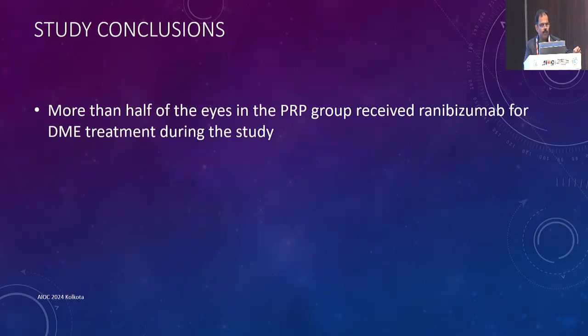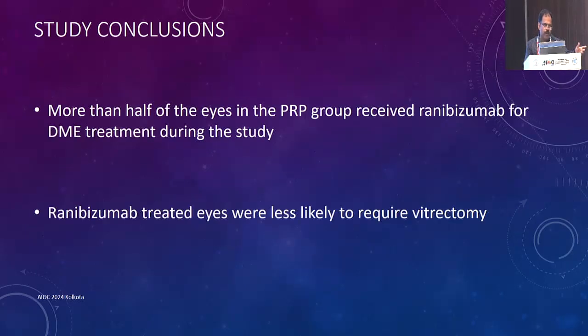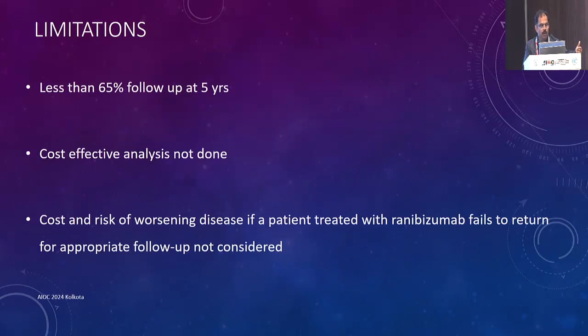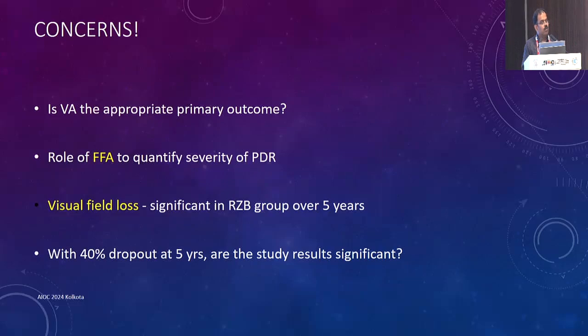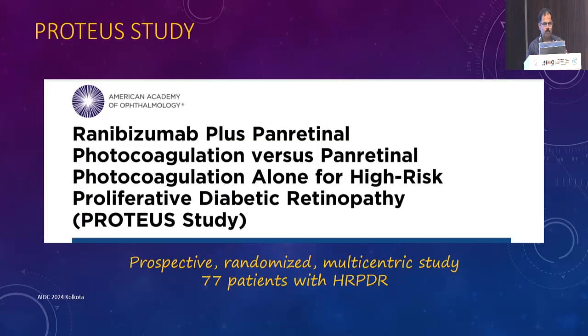So more than half of the eyes in the PRP group received ranibizumab for diabetic macular edema, and ranibizumab-treated eyes were less likely to require vitrectomy. The cost and risk of worsening disease if a patient treated with ranibizumab fails to return for appropriate follow-up was not considered. All right. So is visual acuity the only concern? We did not have fluorescein angiography. Visual field loss in the ranibizumab group also at 5 years showed some decrease, and with 40% dropouts, there were some problems with the study.